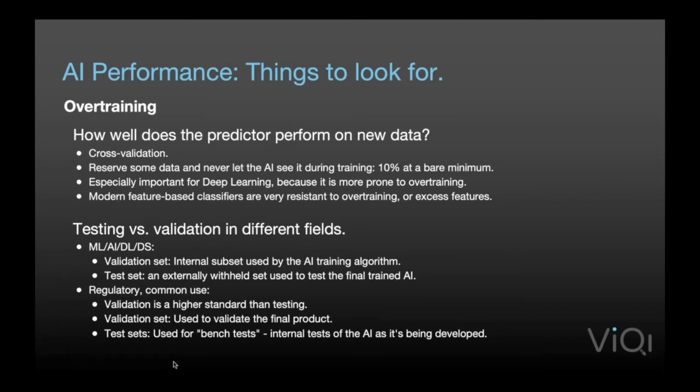This is actually very different from how validation and testing are used in the regulatory field and possibly in common use also. Validation there is that final set that you use to validate the final AI model. The test sets are the ones that you use for internal testing while you're developing your AI. So be very careful when people talk about validation and testing, because they mean different things in these fields. So let's go to the next slide.